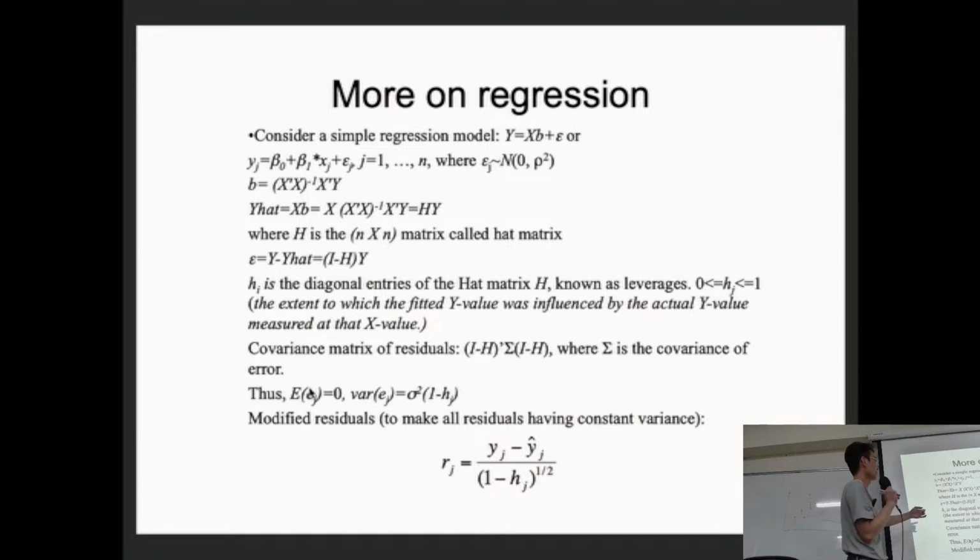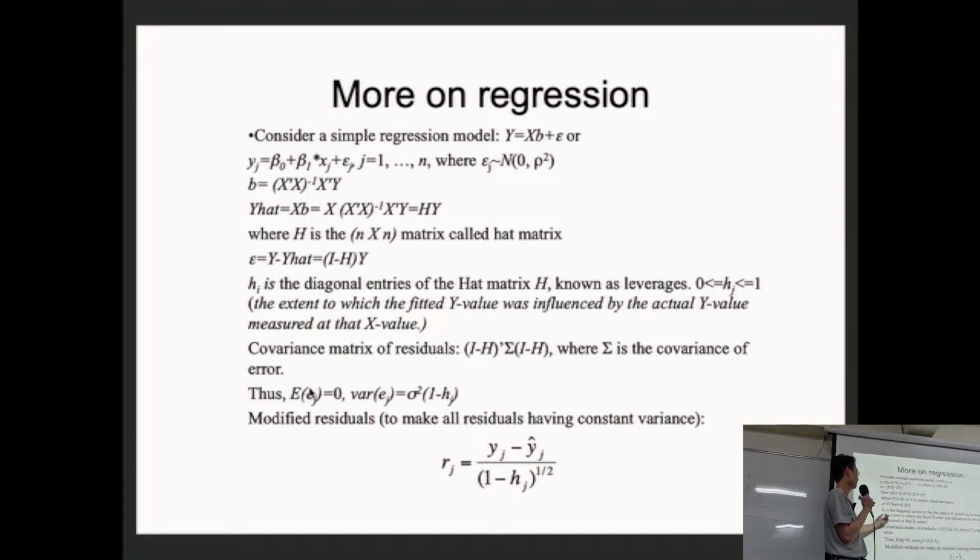You have to adjust your epsilon_i. Now, because the leverage contribution of your epsilon_i can be calculated from your H hat, you can then make the adjustment. So r_j is called the modified residual, or some people call it the standardized residual. How do you standardize it? This is epsilon_i, the difference between y and y hat, and you divide it by this.